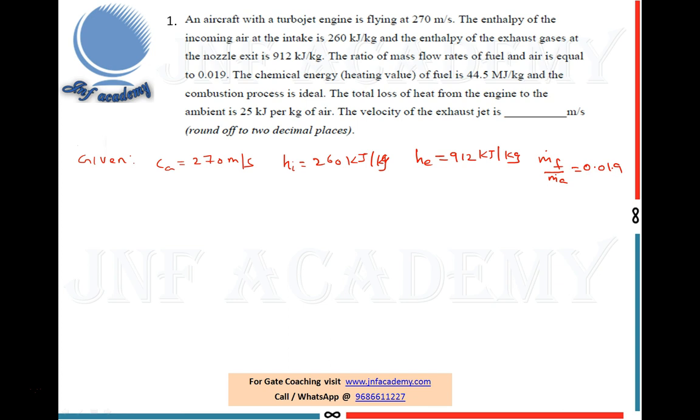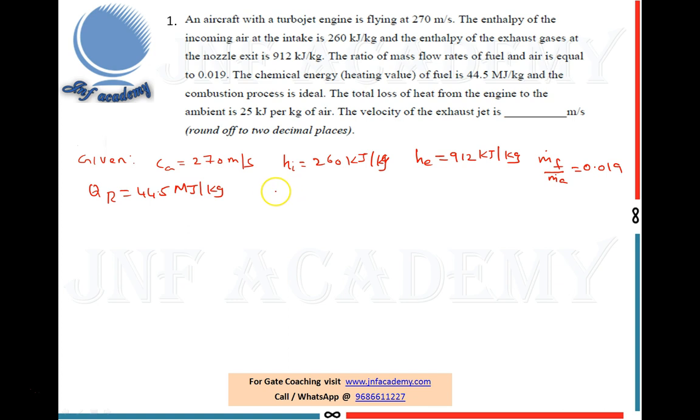m dot F by m dot A is 0.019. The chemical energy of the fuel, so when you add fuel in the combustion process, the chemical energy of the fuel, generally denoted QR, is equal to 44.5 megajoule per kg. It's not kilojoule, megajoule per kg.